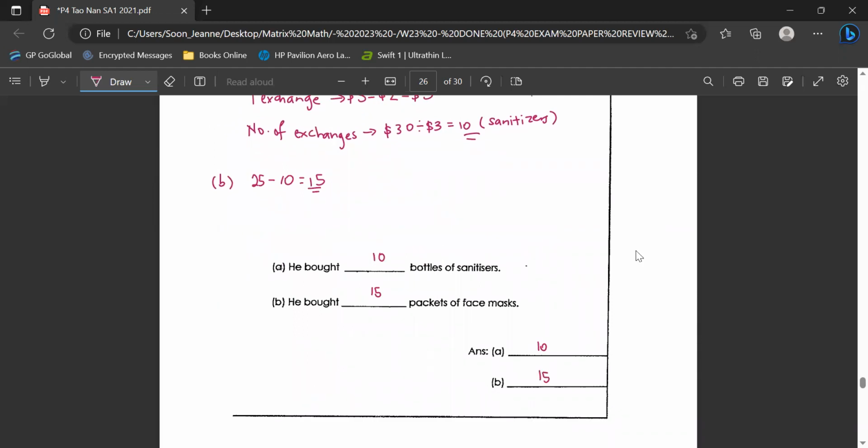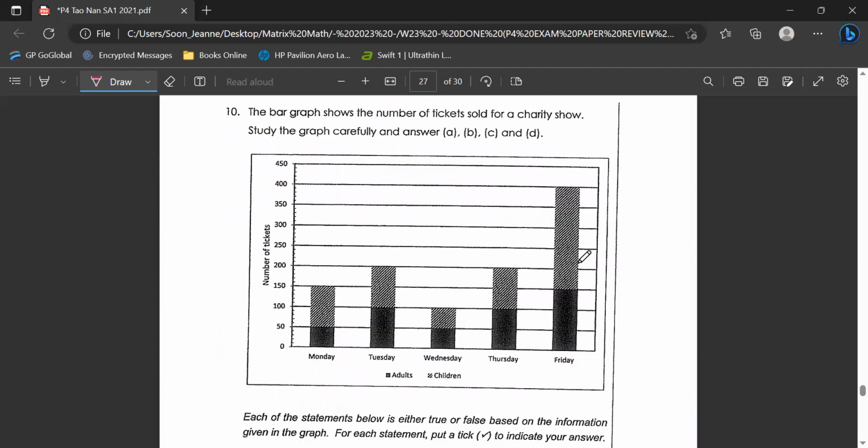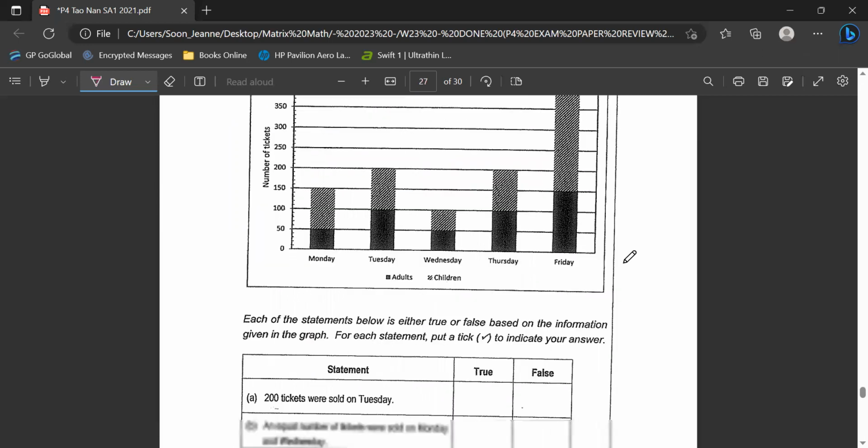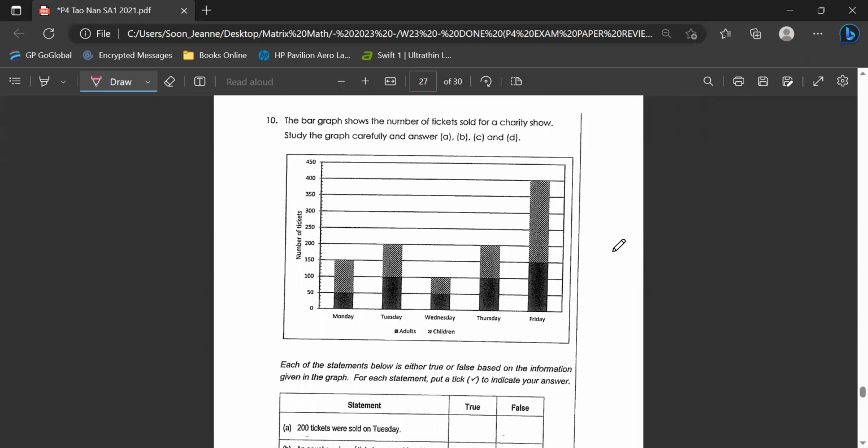Okay. Question number 10. The bar graph shows the number of tickets sold for a charity show. Study the graph carefully and answer A, B, C, and D. So let me just, hopefully you guys can see. So you just need to tick true or false. Okay. So question A is asking 200 tickets were sold on Tuesday. If you look at Tuesday, yes, you can see it's actually 200 tickets. So it is actually true.